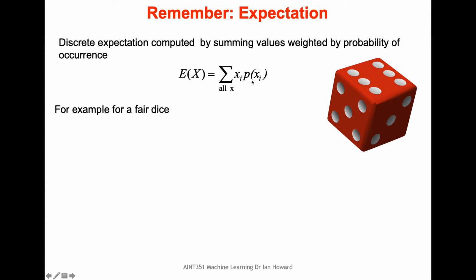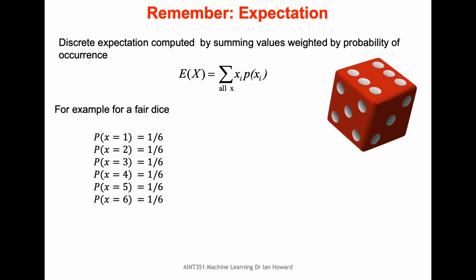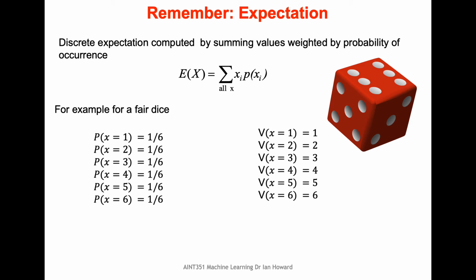So in the case of a dice, for example, imagine we've got a fair dice. The probability that we throw 1 is going to be 1 over 6 because it's got 6 sides. A 2 would be 1 over 6 again. 3 would be 1 over 6. 4 and 5 and 6. Again, this is a fair dice, so all of them would have a probability of 1 over 6. And of course the values for these particular conditions are given by what x is. So the value of x is 1, then 2, 3, 4, 5 and so on.